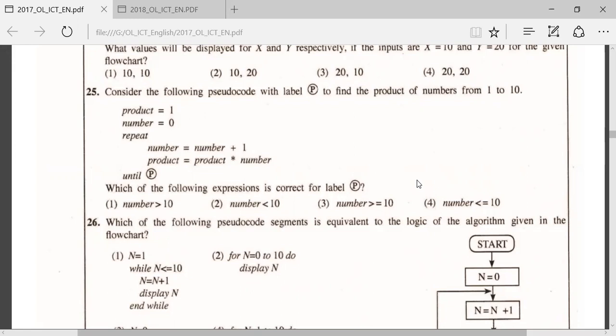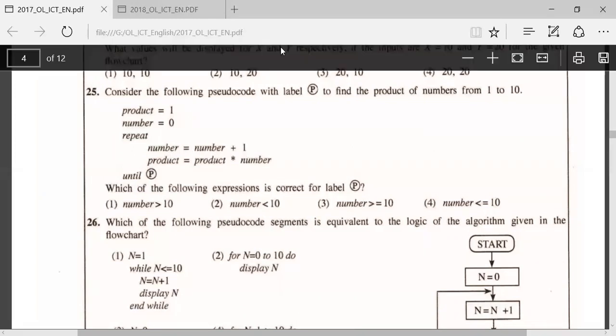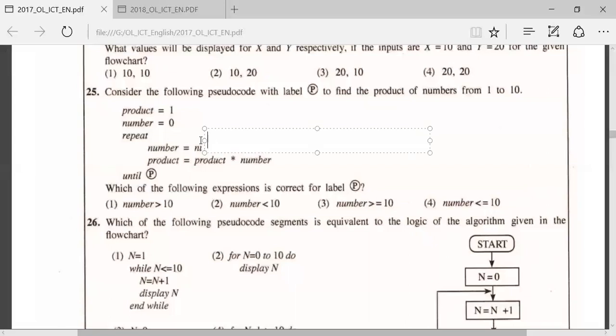Product equal 1, number equal 0, repeat until loop is used. Here, 1 to 10, so totally 10 numbers. In the repeat until loop, initially you are increasing the number: number equal number plus 1. Why? Currently the value of number is 0. 0 plus 1 is 1. So when number is equal to 1, you are starting the multiplication process.